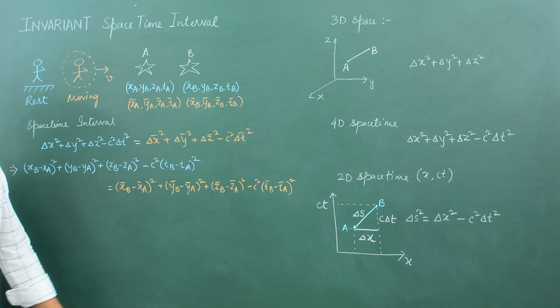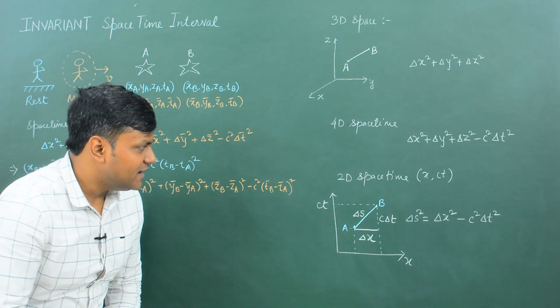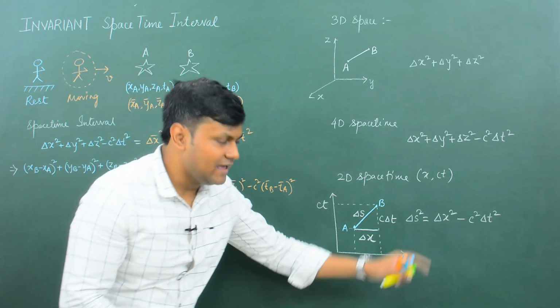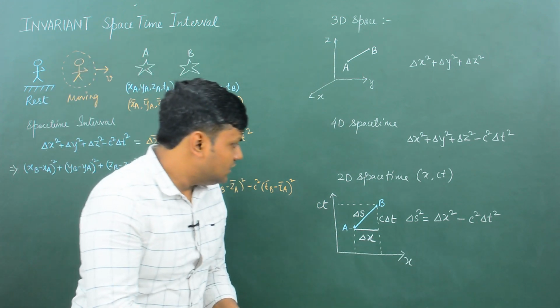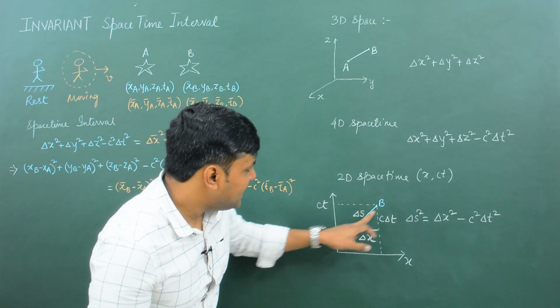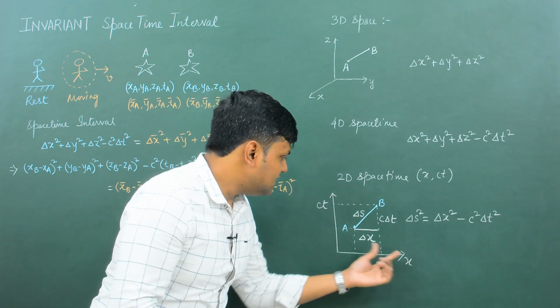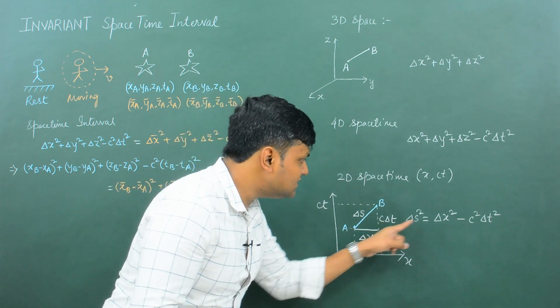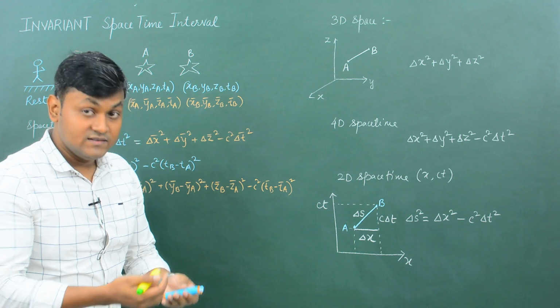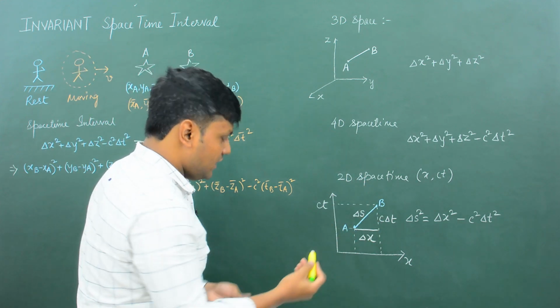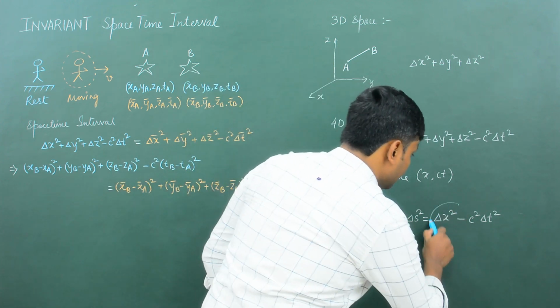Now, if you are following this discussion, you might have noticed something peculiar. What is the peculiar thing happening here? The square of the distance between points A and B in the 2D space-time is equal to del x square minus c square del t square, right? This is the interval that I am talking about, the interval in space-time.